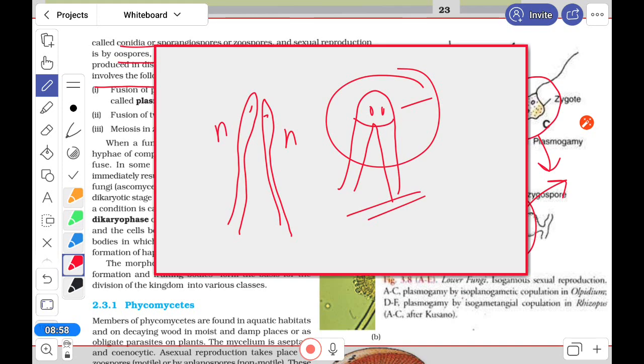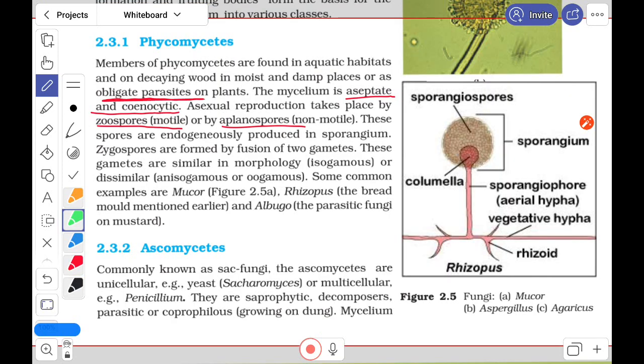Next we can see the various classes of the kingdom Fungi, like Phycomycetes. The members of Phycomycetes are found in aquatic habitats. You have heard about the bread mold, Rhizopus. They are obligate parasites. What is the meaning of that? Obligate parasite means they must have a host. Without a host, they will die.